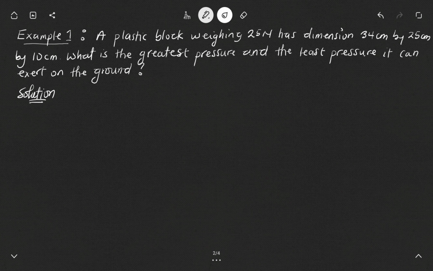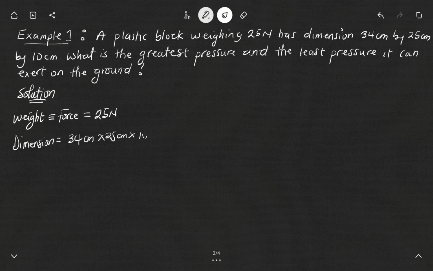Now the first thing we have to do is to write down all the parameters that we have. Then from there we can go on and see if we can solve the problem. Now we were told that a plastic block of weight 25 newtons. So our weight, okay, which is equivalent to our force, is given to us as 25 newtons. And then we've been given a dimension of the plastic block. So the dimension is 34 centimeters by 25 centimeters by 10 centimeters.